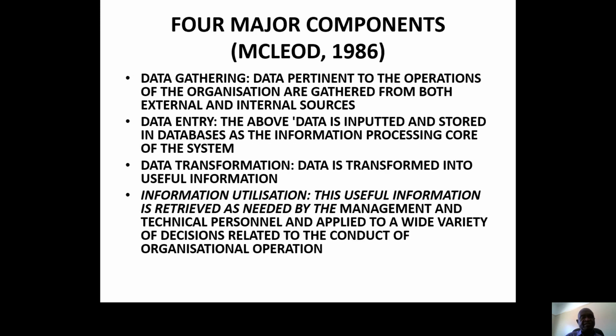What are its four major components? Data gathering, data entry, data transformation. We've talked of data transformation in our lecture 7. Data is transformed from different systems so that we've got data which can be composed in the database. We were saying in the e-procurement database. Data is transformed and then loaded. Information utilization is retrieved for managerial use in the management information system.